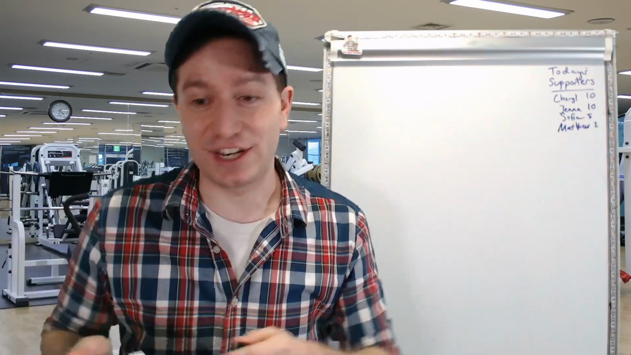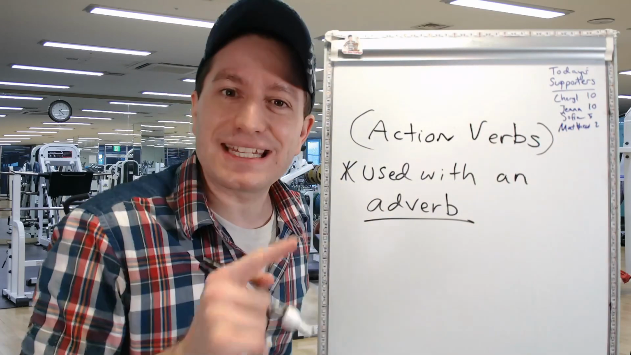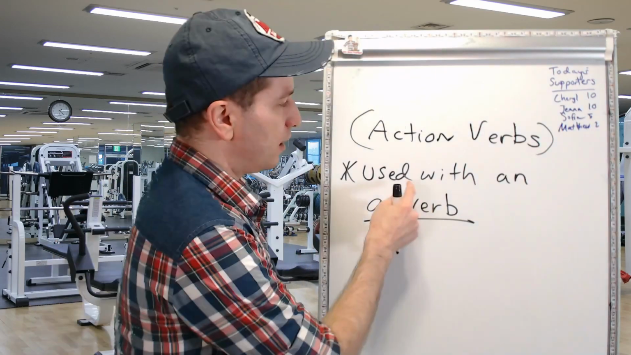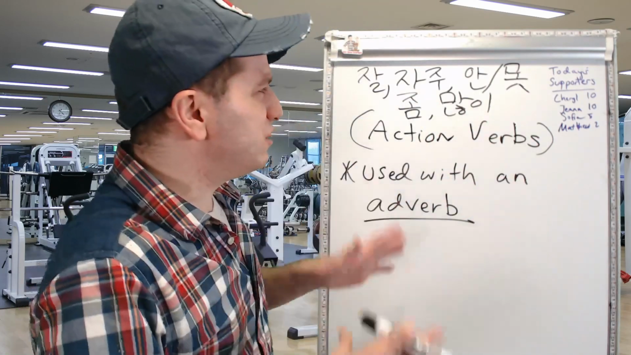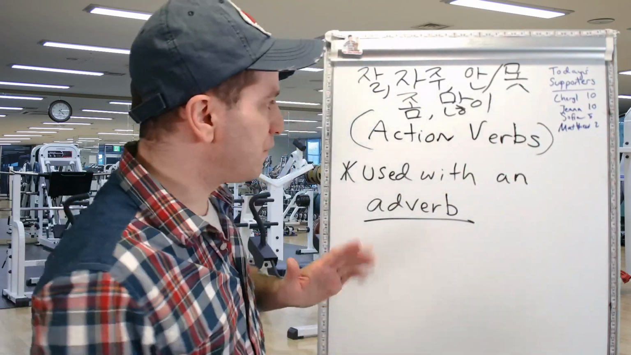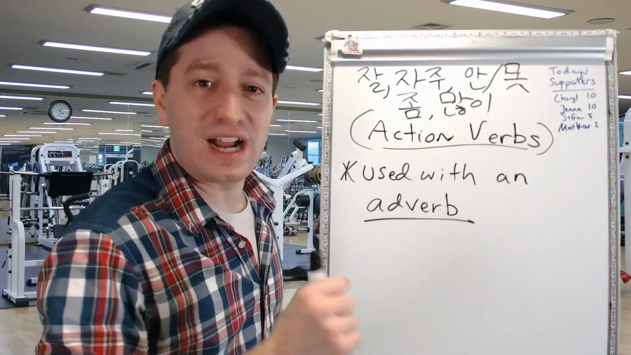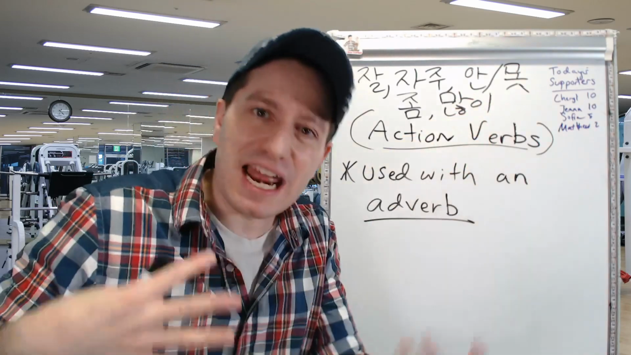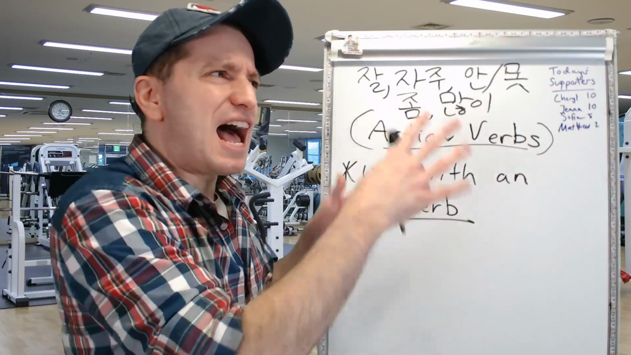There's one more thing we need to know. Whenever you're using this form with an action verb, in order to make it sound natural, you need to use an adverb along with the action verb you're using. You can use some other adverbs too, but you need to have some sort of description of how that action verb is happening. You wouldn't just say 운동을 하는 편이에요. Yeah, he tends to exercise, which sounds kind of okay in English, but in Korean it would sound like he is on the side of exercising.